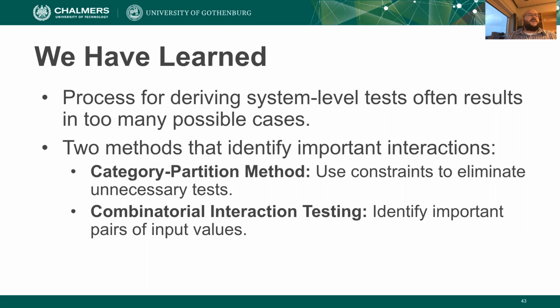Okay. And like I said, these methods are complementary. So you could start with the category partition method and then select the n-way interactions or the two-way interactions from what's left. And that's not unusual. Or you could just use one or the other.